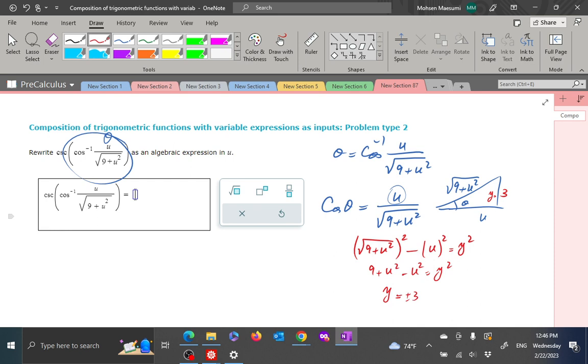And then we are calculating cosecant. Cosecant is the ratio of the hypotenuse to opposite. Is that right? Hypotenuse to opposite.